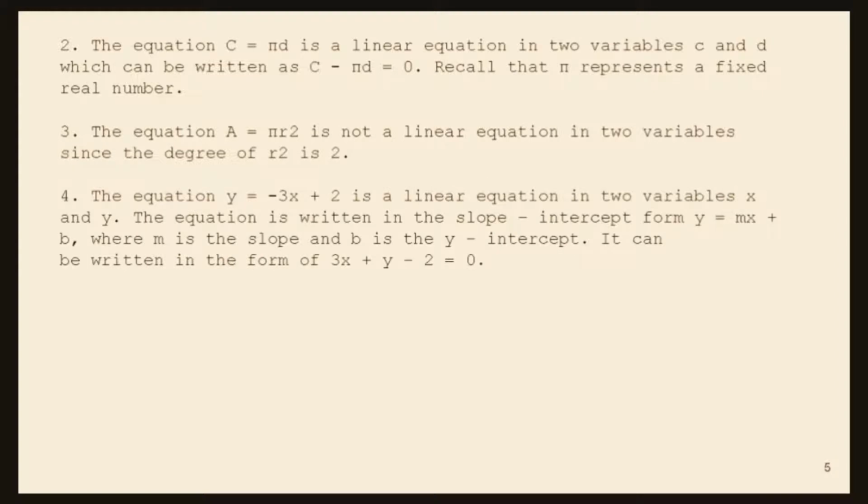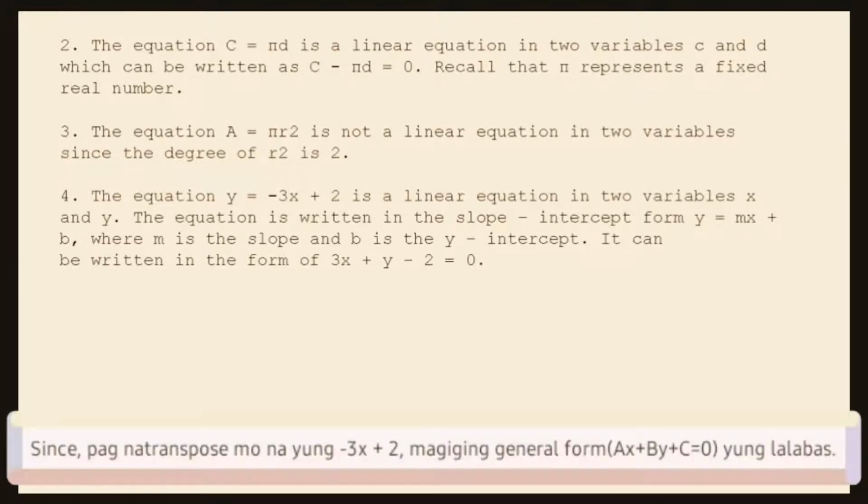Next. So, sa number 4, y is equal to negative 3x plus 2. So, kung mapapansin nyo, pwede nating i-transpose ulit yung y. Yung negative 3x plus 2, pwede natin silang i-transpose papunta sa left side para makasama nila si y. Tapos, yung matitira sa right side is 0. So, pwede mo siyang magamit. Pwede siyang maging linear equation.